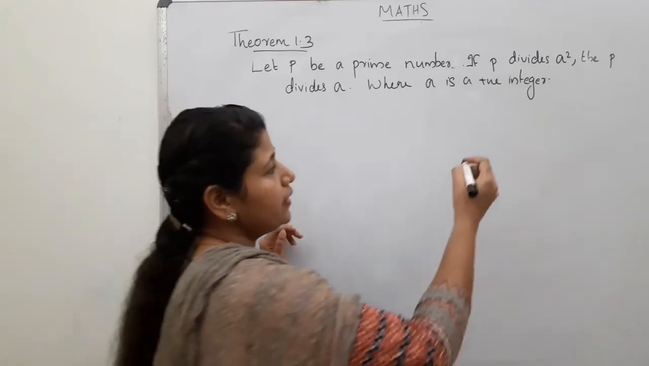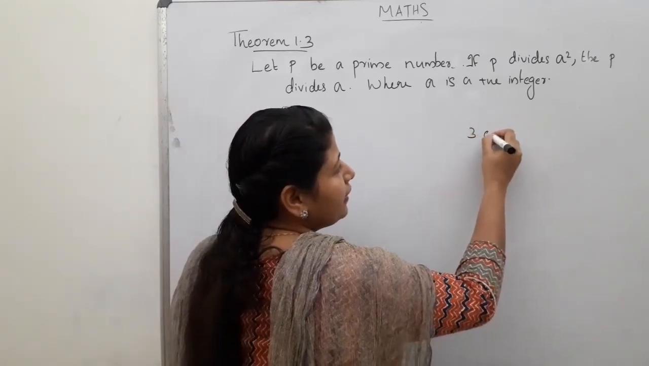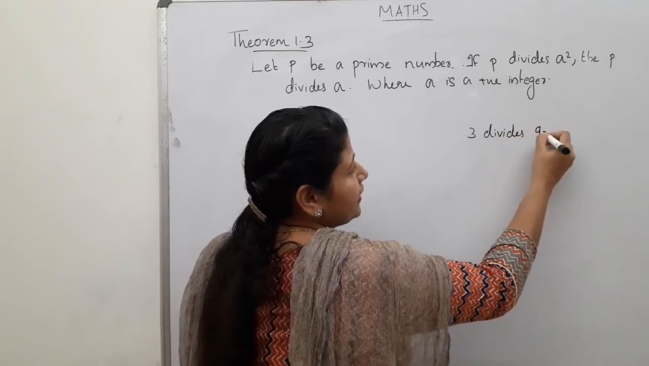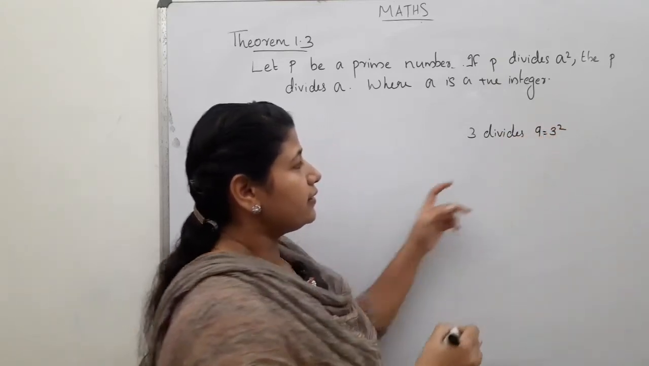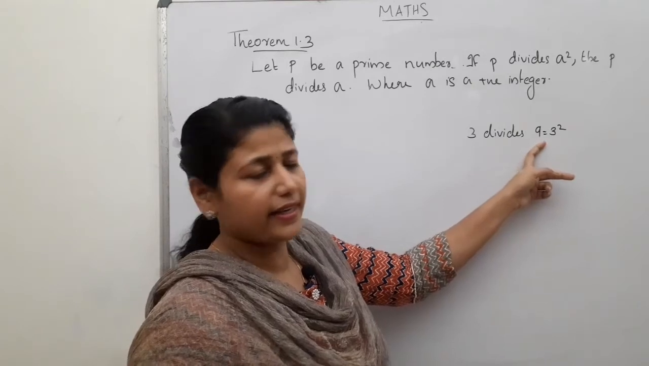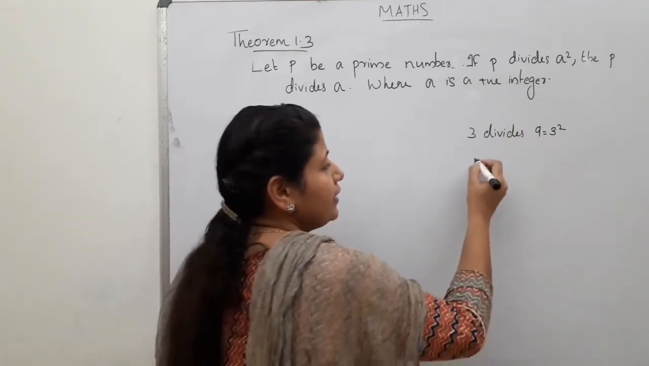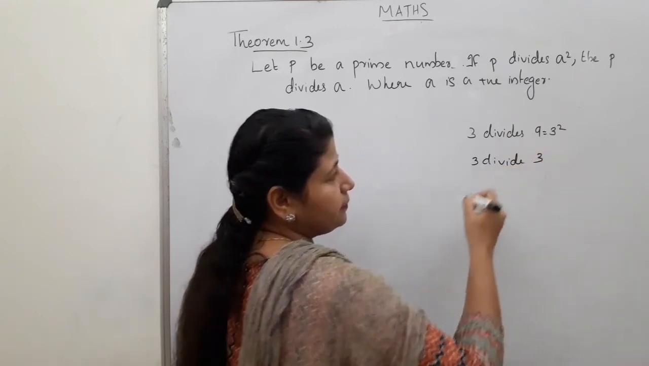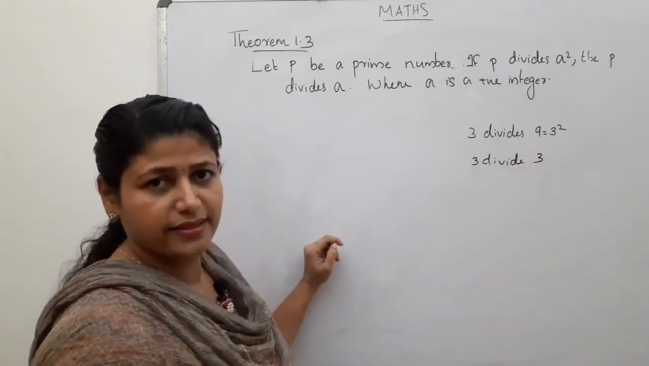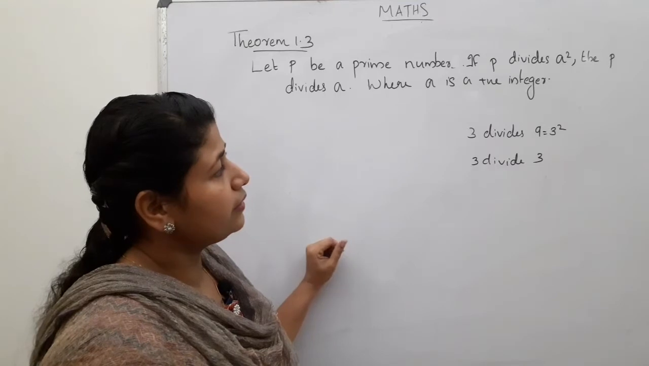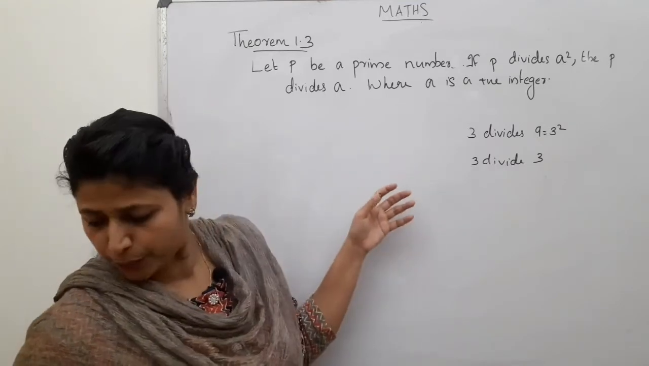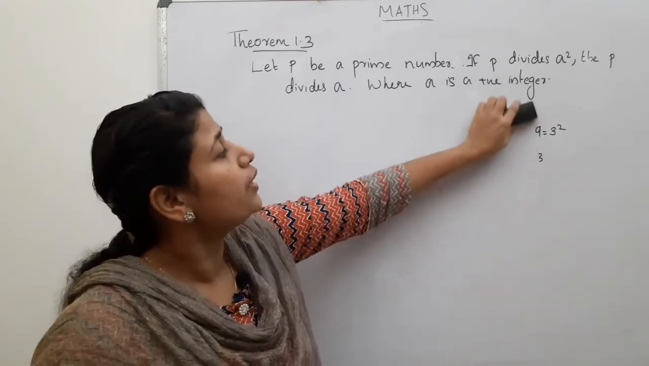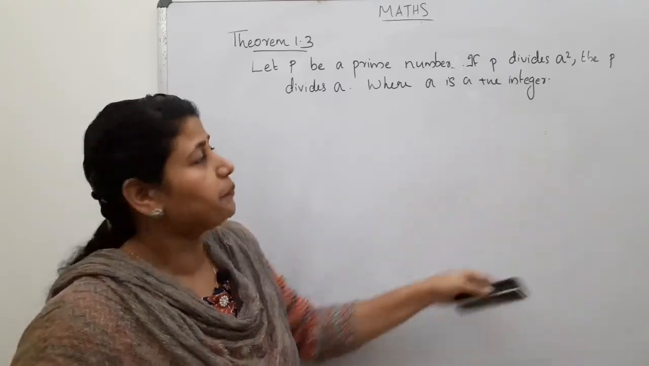For example, if 3 divides 9, and 9 is 3 square, then 3 must divide this 3. Am I right? So this we want to prove from this theorem, and we can use this theorem to prove the irrational numbers.